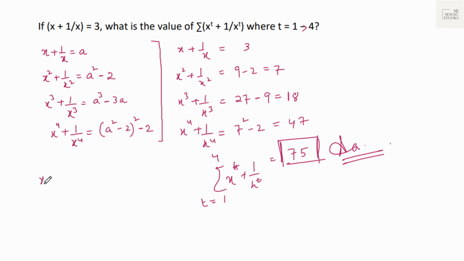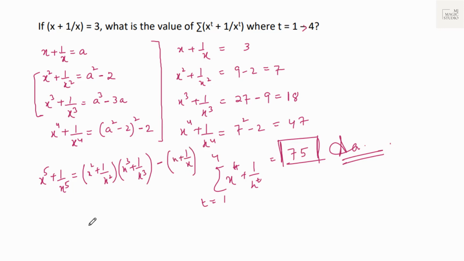Now bonus drill. What will be x to the power 5 plus 1 by x to the power 5? For this we should learn the technique of how to develop from the given one. 5 is 2 into 3. So we just need to do x square plus 1 by x square into x cube plus 1 by x cube. We see we are getting x square into x cube is x5 and 1 by x square into 1 by x cube is 1 by x5. But additionally we get x square into 1 by x cube, that is 1 by x, and 1 by x square into x cube is x. That means we need to subtract from here x plus 1 by x.